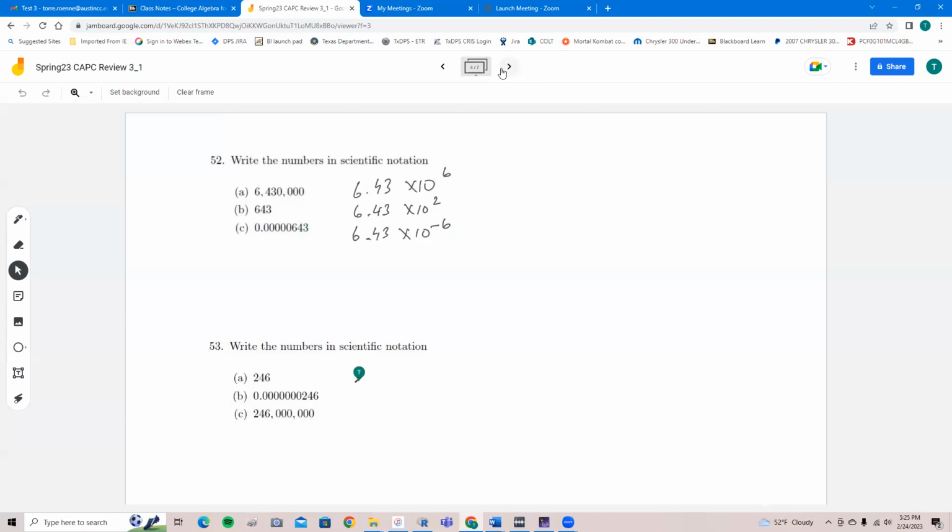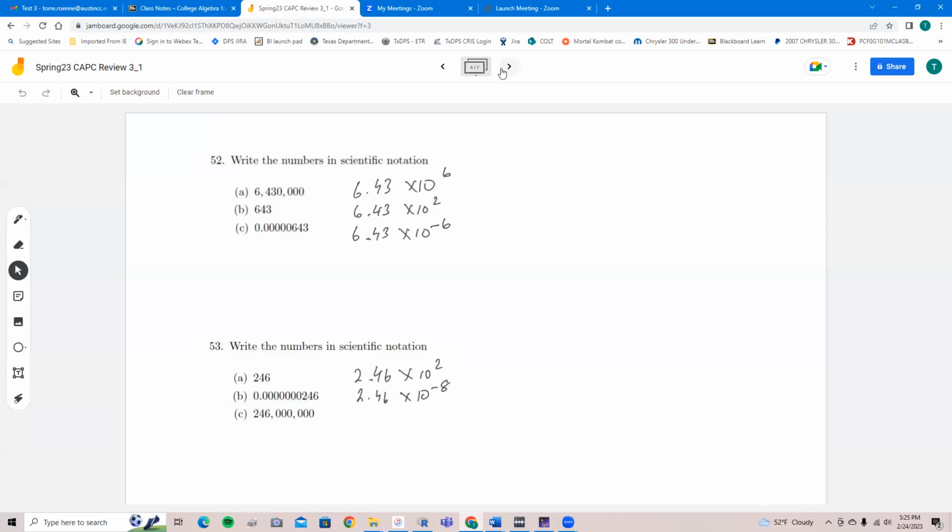Okay, likewise, number 53. Part A, this will be 2.46 times 10 to the second. This will be 2.46 times 10 to the, let's see, 1, 2, 3, 4, 5, 6, 7, 8, times 10 to the negative 8.